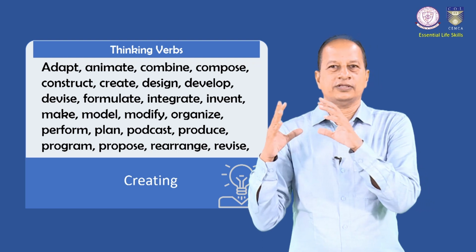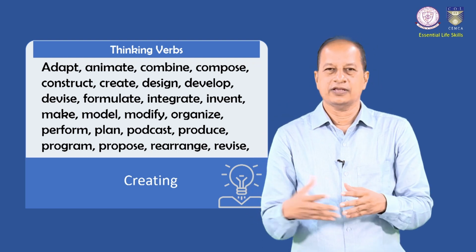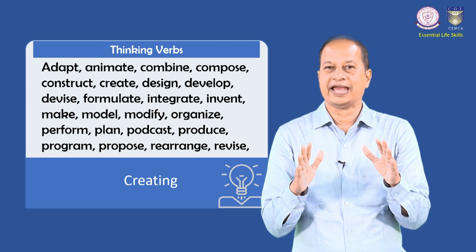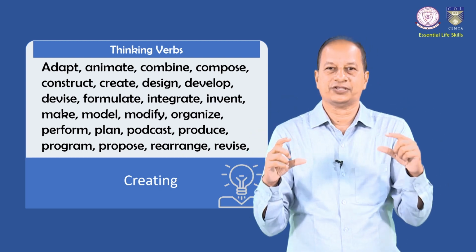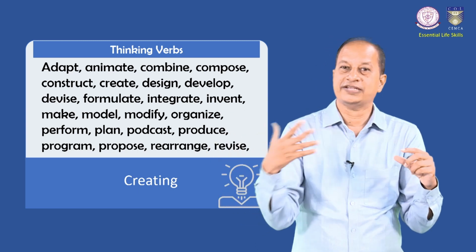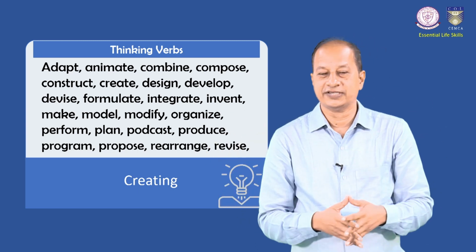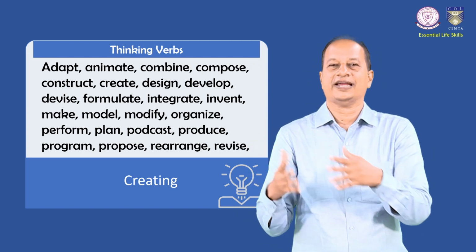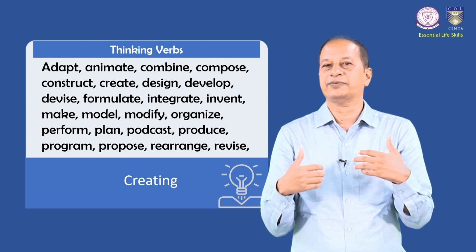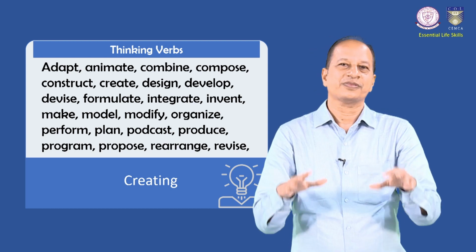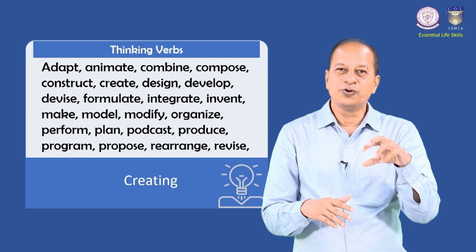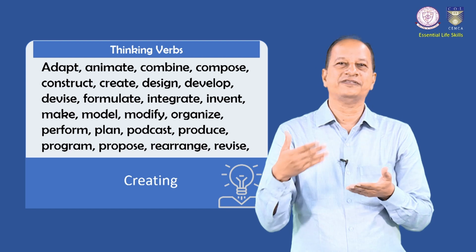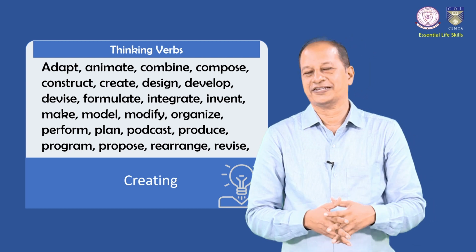So these words tell that we are performing a certain thinking action on the basis of Bloom's taxonomy, either the 1956 taxonomy, the original taxonomy, or the 2001 revised taxonomy. So when that happens, it's very, very important that we understand the role, the importance of these thinking verbs for each of these stages in the taxonomy.